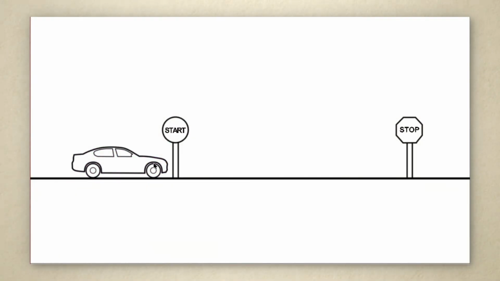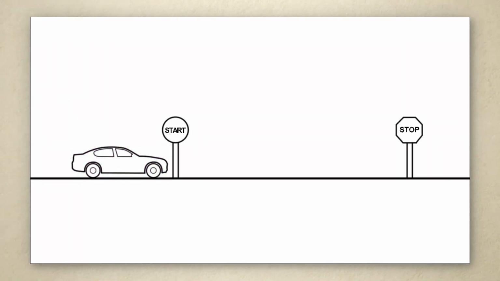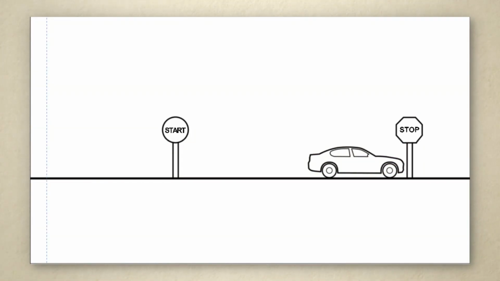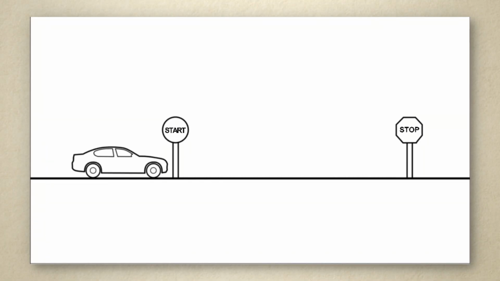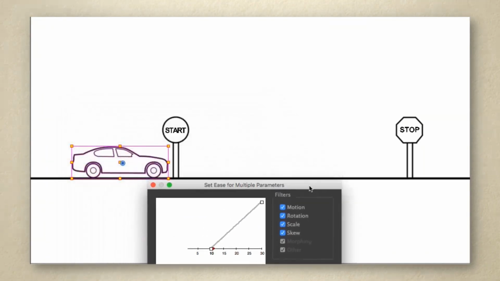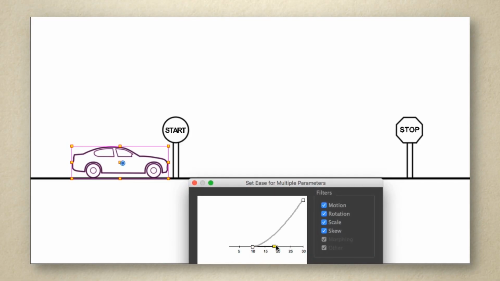Let's take a look at an example. In this example, we're moving this car across the screen. It's moving too evenly right now. So let's bring up the easing graph, and then we can use these handles on our graph points to change the shape of the graph.